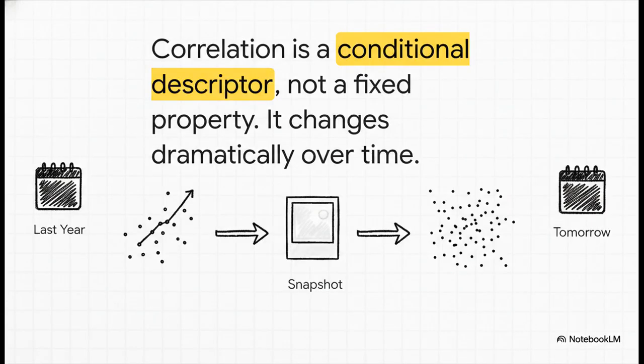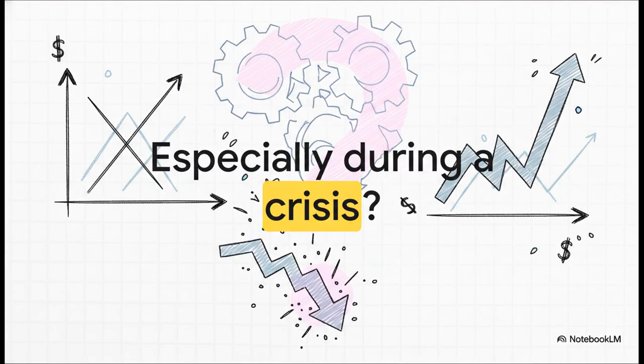And here's another huge weakness. We tend to talk about correlation as if it's some permanent feature, like an asset's price-to-earnings ratio. But it's not. It's just a snapshot of a relationship over a specific window of time. The correlation between two assets last year could be totally different from what it's going to be tomorrow. It's not stable. So if these relationships can change, when are they most likely to change?